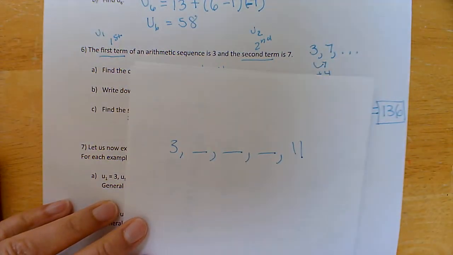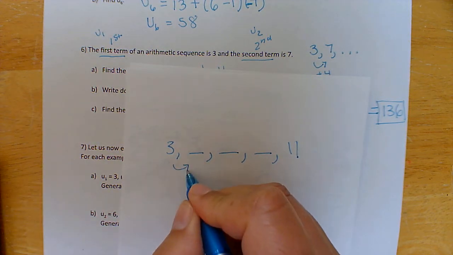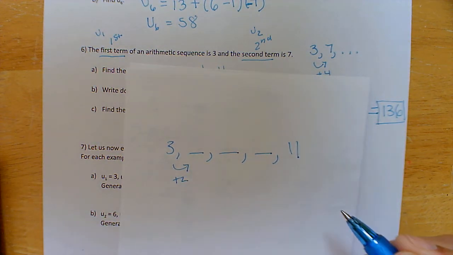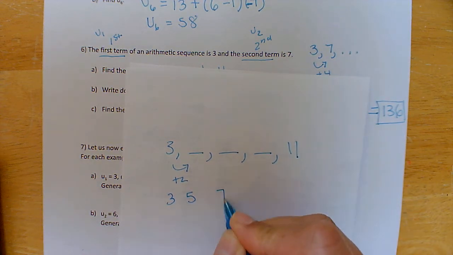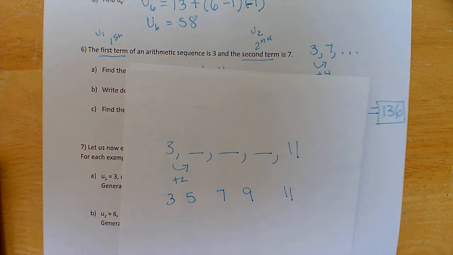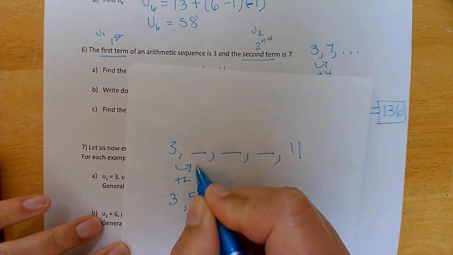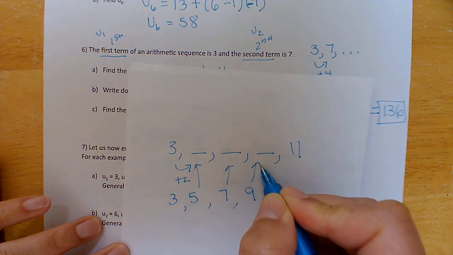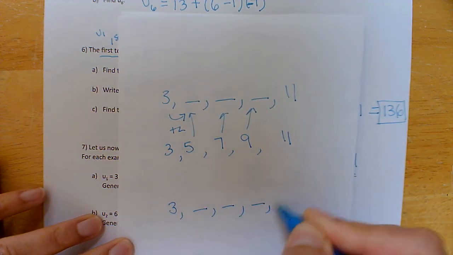So let's see. Let's say we count by 2's. Okay, let's count by 2's. So that would give us 3, 5, 7, 9, 11. Oh, I got it right there, didn't I? So that's counting by 2's. So was I able to fill these spots? Yes, I was.